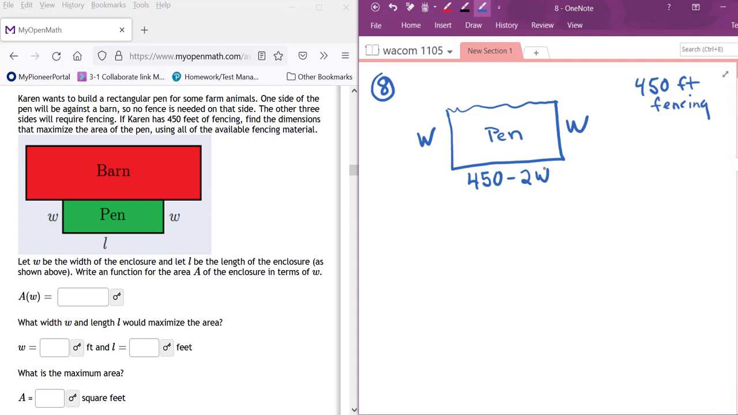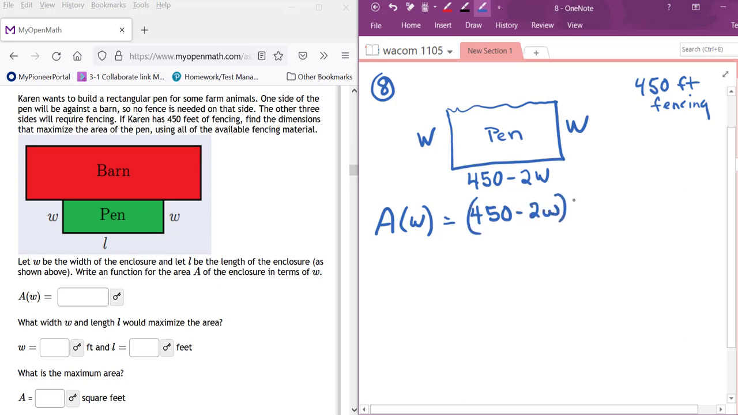So first they want our formula for the function A of W, and area of a rectangle is length times width. So we have 450 minus 2W times W. And you could work it out. So 450W minus 2W squared, or you can also change the order there. So that is your first answer for your function. And I don't think it matters which form you put in.